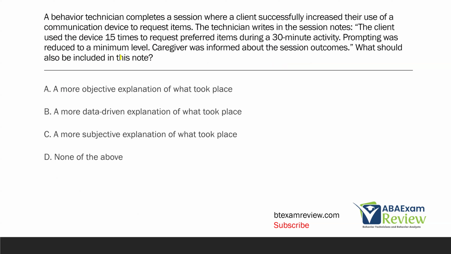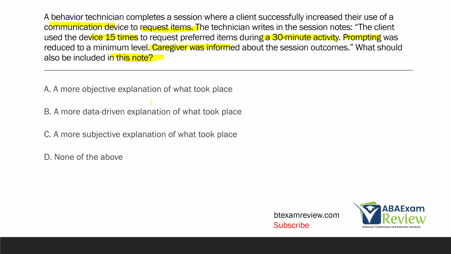When we are thinking about session notes, we have to do them after every session. They need to be clear, objective, and as complete as possible. These are not necessarily the time to just give your opinion on what happened. We want to be as precise as possible. In this session note, we're talking about the use of a communication device to request items. The technician described the behavior with data and time frame, talked about reducing prompts, and informed the caregiver. Overall, this looks pretty good. Should anything else be included?